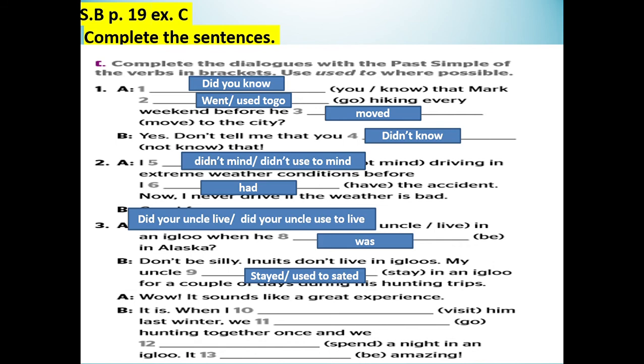Yeah, it is. When I, in the past, visit in the past. Yeah, it's a regular verb. Excellent. I visited him last winter. We went hunting together. Once we, excellent, spent a night in an igloo. It, excellent, dear. It was amazing.